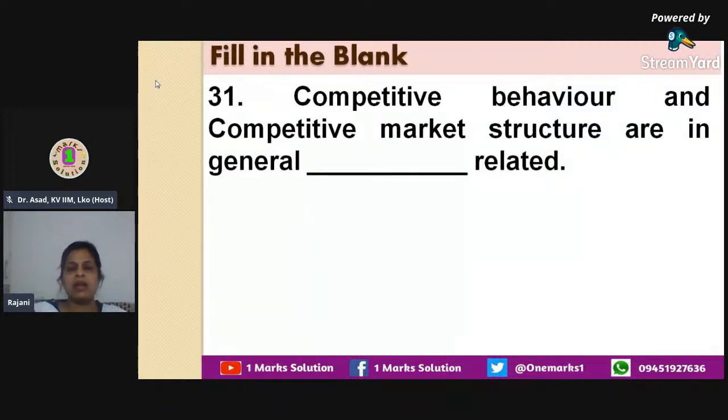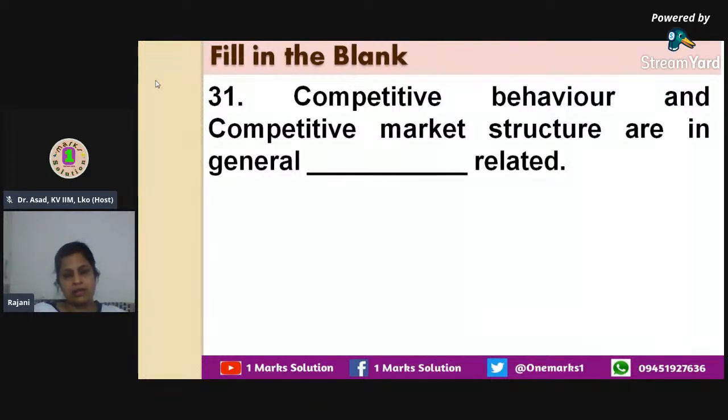Competitive behavior means all sellers are selling the same product. There is no chance of competitive structure. The more competitive in behavior, the less competitive in structure. There is no chance of other strategies. So I think inversely related is the correct option.